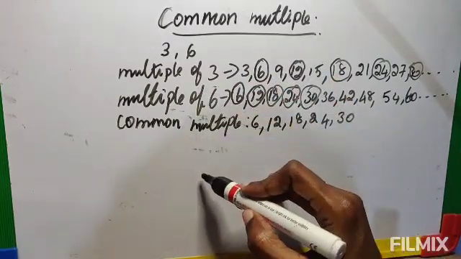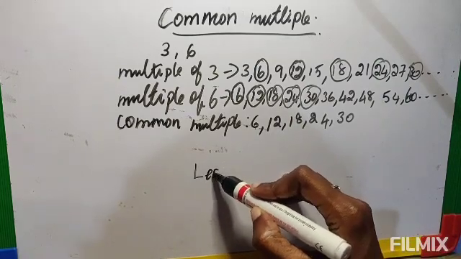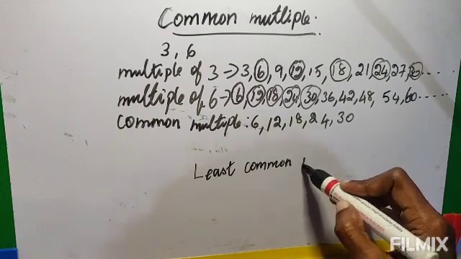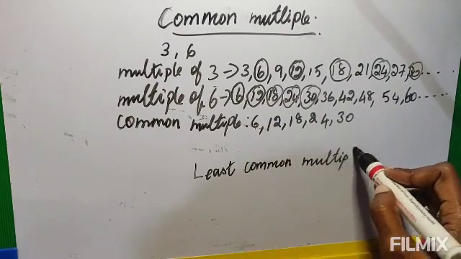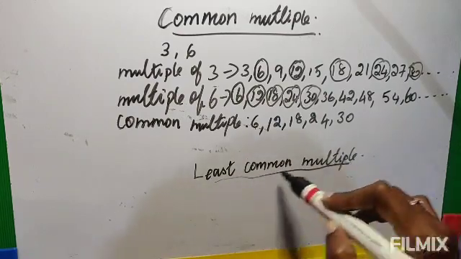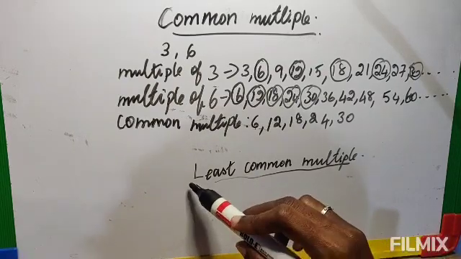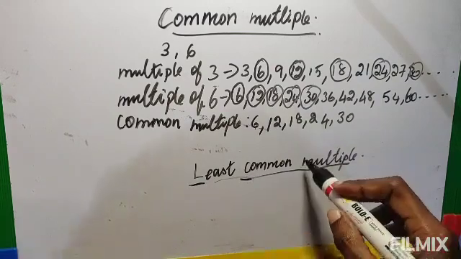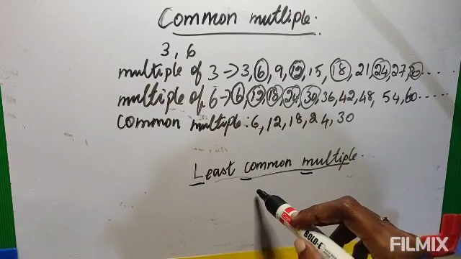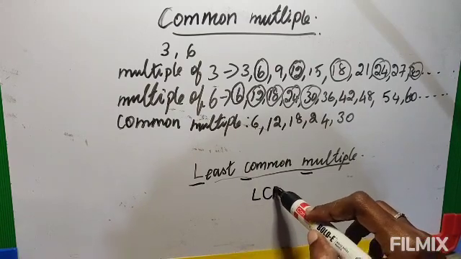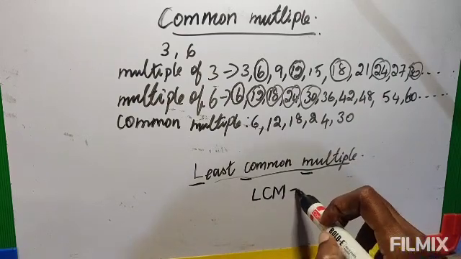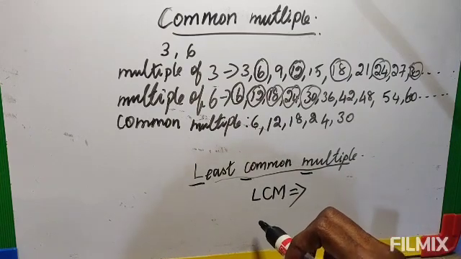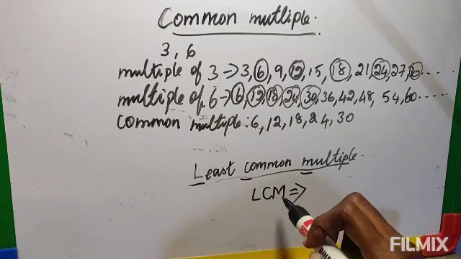Now next, from here itself we have another one you will learn, that is the least common multiple. In higher classes you will use this word a lot, so I will explain this one. In least, the first letter is L, in common the first letter is C, and in multiple the first letter is M. You take all the first letters: L, C, M, LCM. You will use this often in higher classes, in fractions and all, to find the LCM. So LCM means least common multiple.